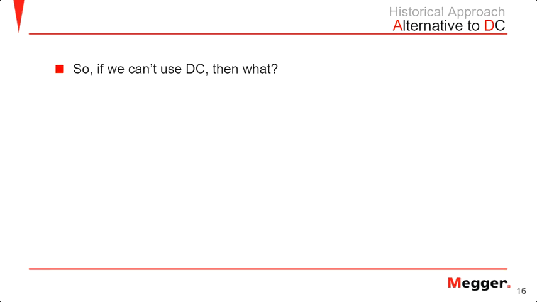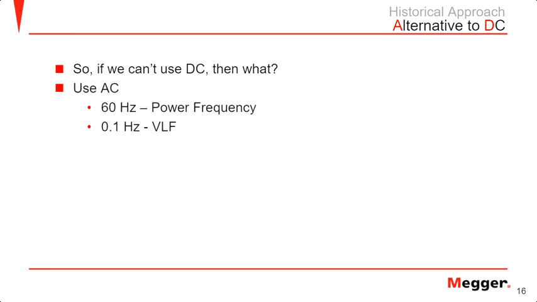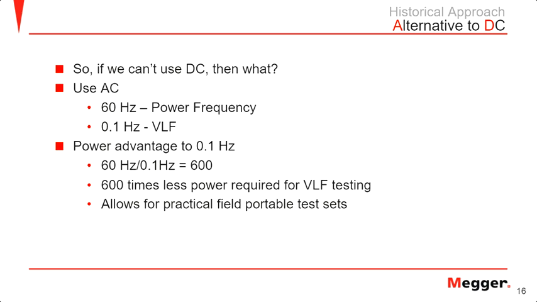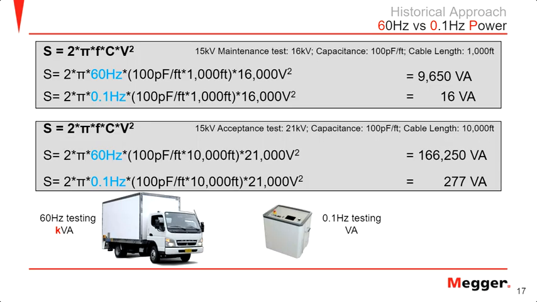So if we can't use DC, then what option do we have? Either we use AC, 60 hertz power frequency, or we can use 0.1 hertz VLF. The advantage when we use 0.1 hertz is that you are reducing the power by 600 times, and that's what allows the test sets to be more portable. So that's your main advantage. Just to give you a visualization, if you were doing 60 hertz testing, you would need a truckload of equipment to test a cable like the one given here.